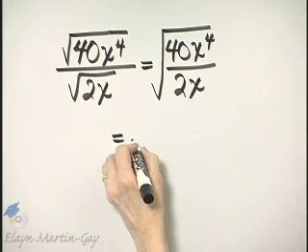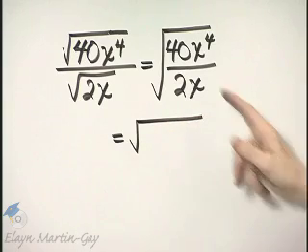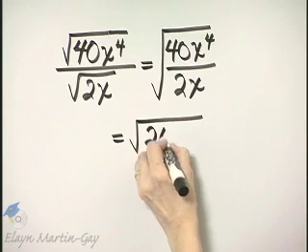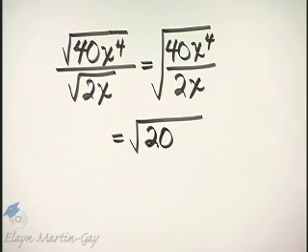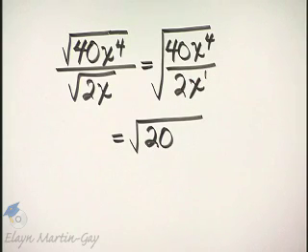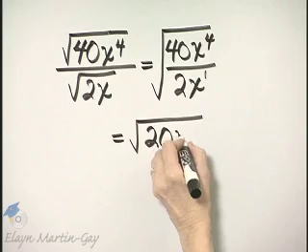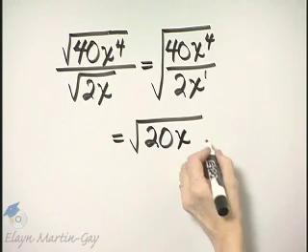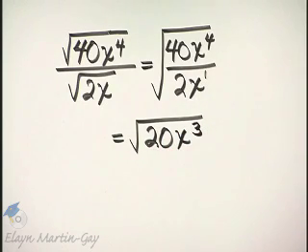I'll have the square root of 40 divided by 2 is 20, and then x to the fourth divided by x, or x raised to a power of 1. Remember your quotient rule for exponents. Here you subtract exponents because you're dividing. So this is x raised to the power of 4 minus 1, or 3.